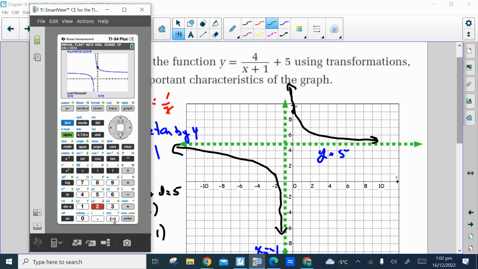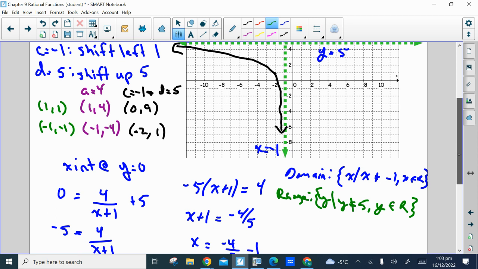I'm going to put my left boundary at -3, my right boundary at 0. Try that again. My left boundary at -3. My right boundary, let's use -1. There we get our -1.8 that we got. Okay, so our graph looks correct, and we got the same intercepts that we got manually.